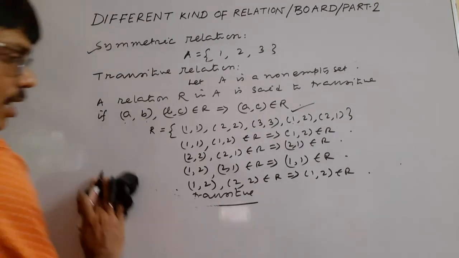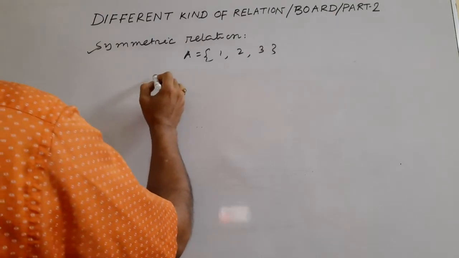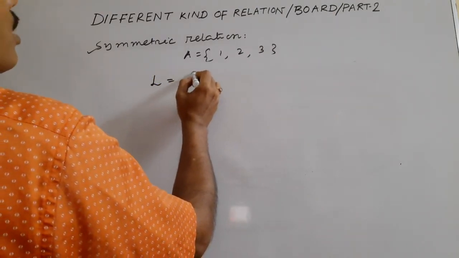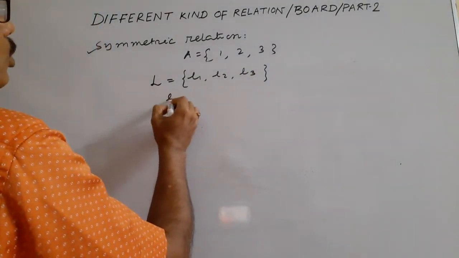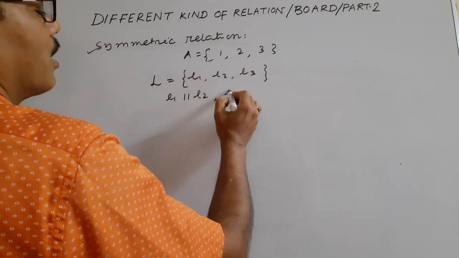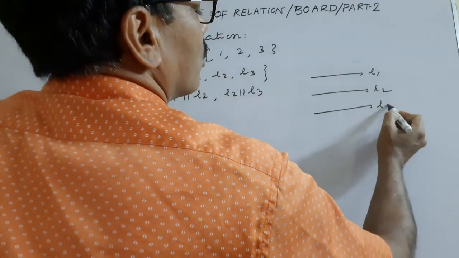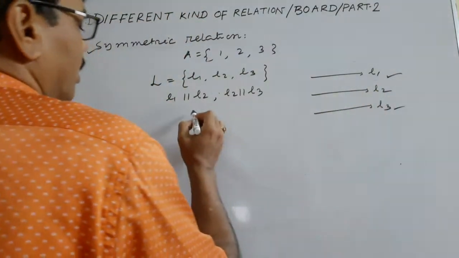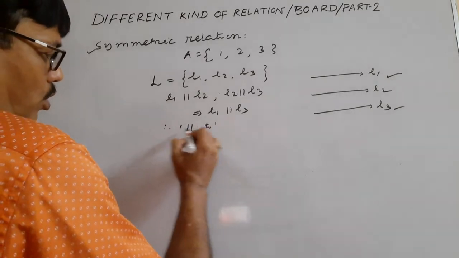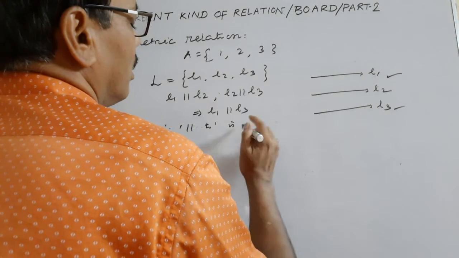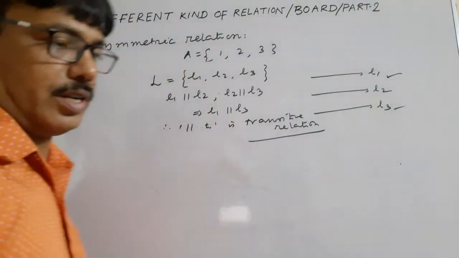Now, take a practical example. L equals the set of lines in a plane: L1, L2, L3. So, L1 parallel to L2 and L2 parallel to L3. And what is the relation between L1 and L3? It implies L1 parallel to L3. Therefore, parallel to is a transitive relation.